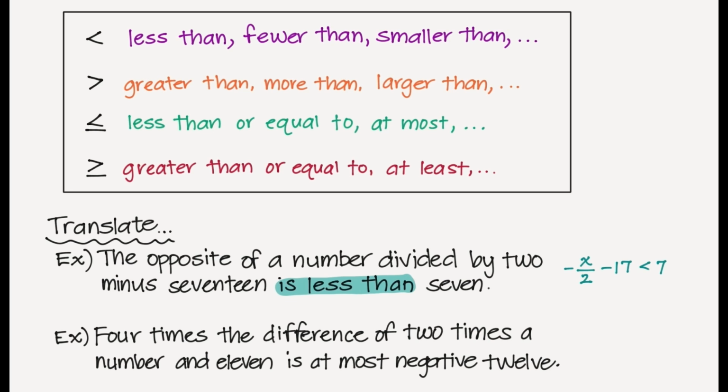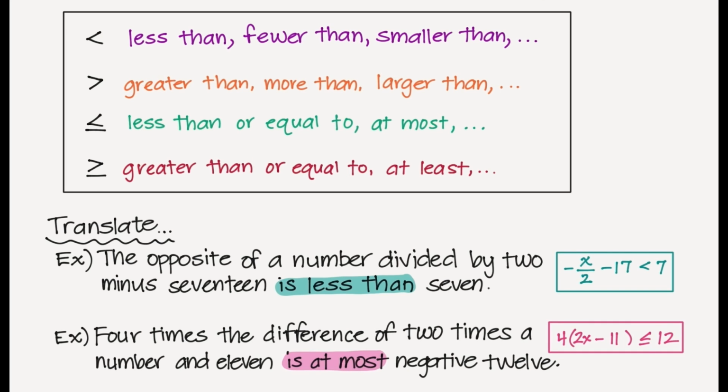And there we go. This second example here says 4 times the difference of 2 times a number and 11 is at most -12. So I have 4 times the difference of 2 different things. It's 2 times x and 11. And at most is telling me it's going to be less than or equal to the number -12. And I'm done. So there you have it.